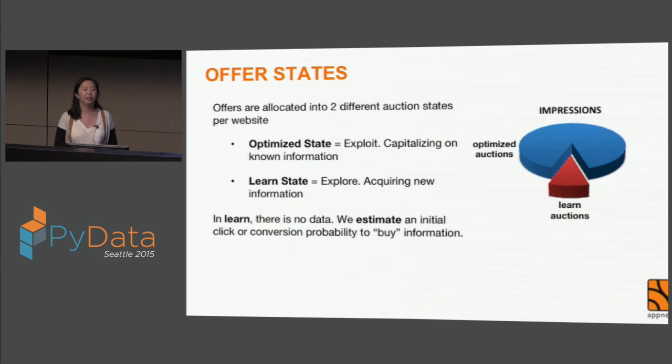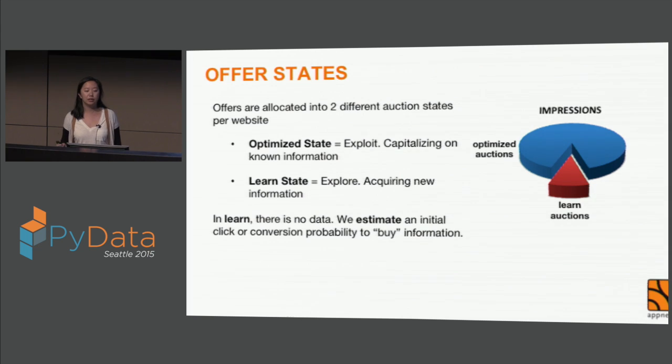So let me delve a little bit more into the data and no data problem. You can think of this as a classic exploit and explore problem. If you have data, we call this an optimized state. That's when we have a real probability, we're pretty confident in it. And the purpose of this is to go out and just get revenue for the publisher or the website.